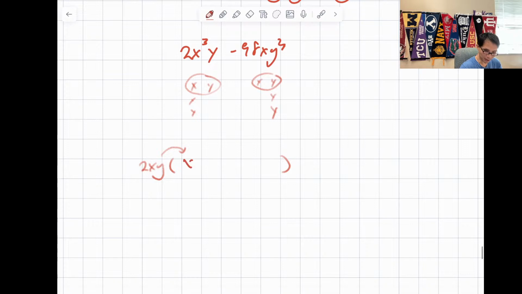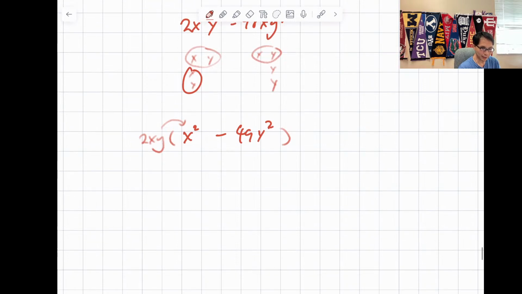X squared, right? Does that make sense? Janisha, does that make sense? Okay, because you're missing this 2x. How about the other side? I'm going to make sure she understands. If I factor out 2xy, what do you have left on the other side? Perfect. Do you understand that?